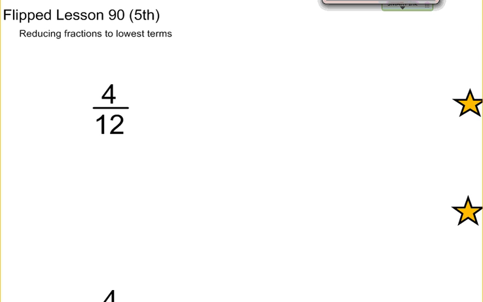So to start, we see the fraction 4/12, and we want to reduce this fraction. The first step is, okay, I've got to find a common factor. And it's really easy to see that, hey, they're both even numbers. Let's divide both of these numbers by 2.